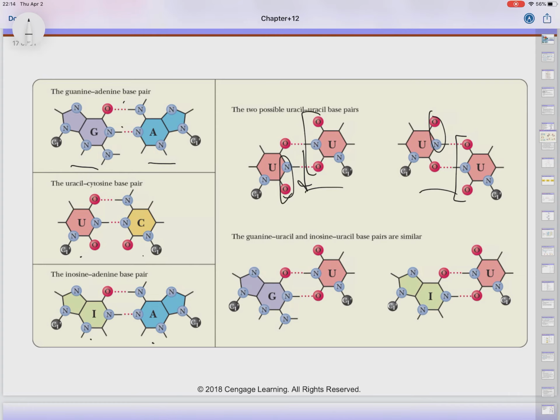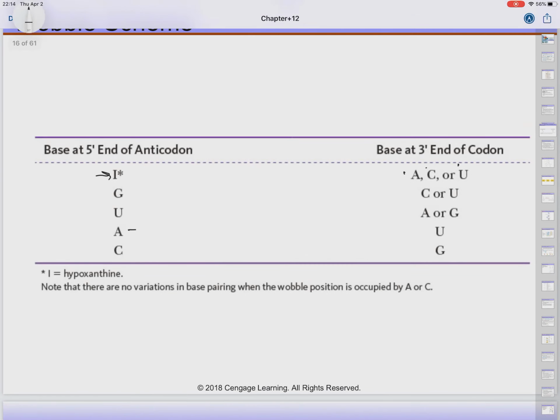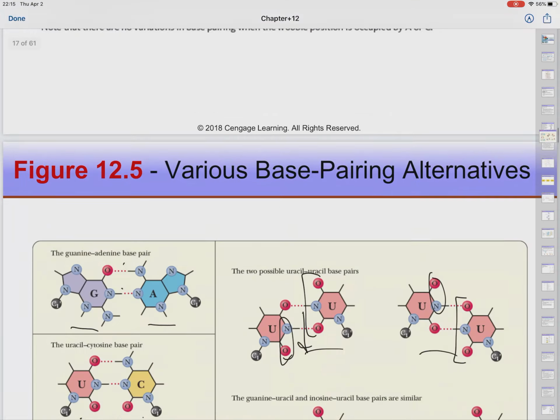The only time we don't see any weird hydrogen bonding is with an A or a C. Whenever there's an A or a C in that first position on the anticodon, A always pairs with U and C always pairs with G. But when it's one of these guys, it's a little more flexible.